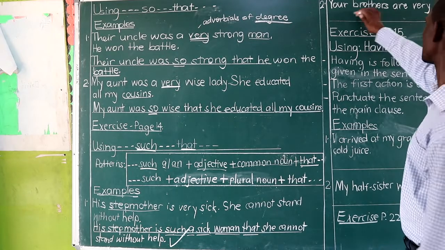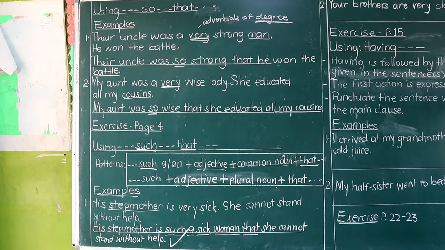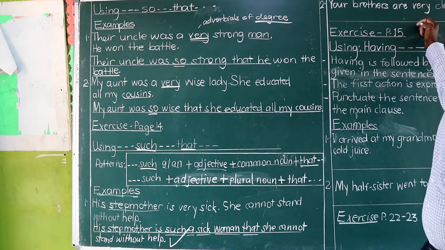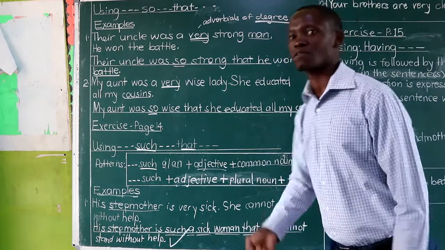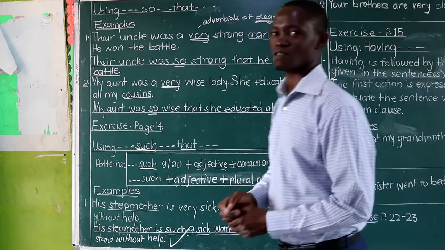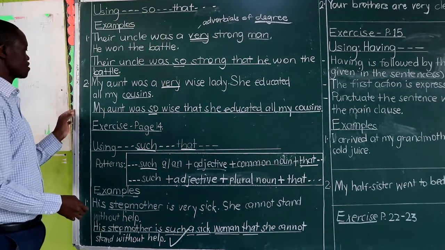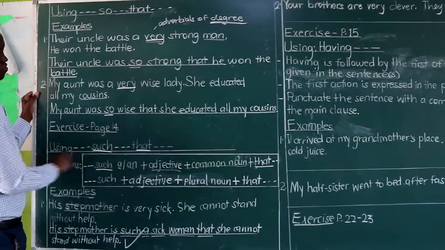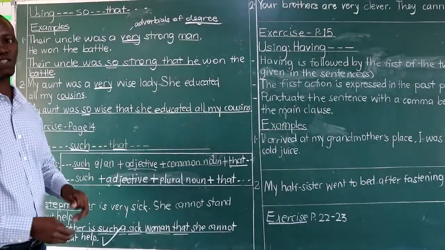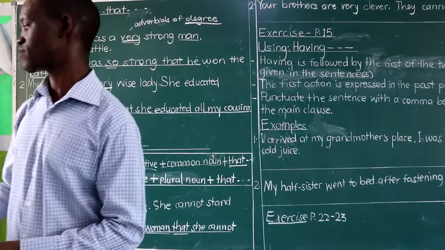We come to our very last example in that structure, using such that. Your brothers are very clever. They cannot fail any test. Rewrite those two sentences as one using such that.